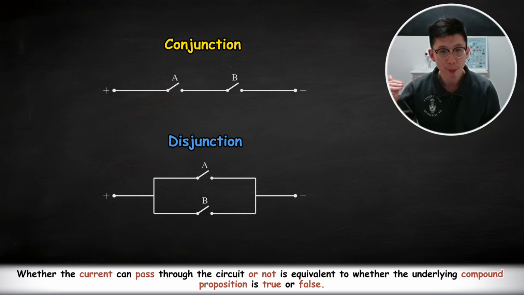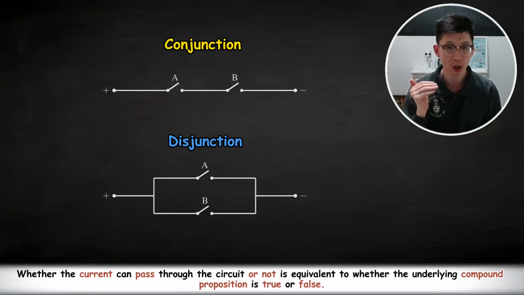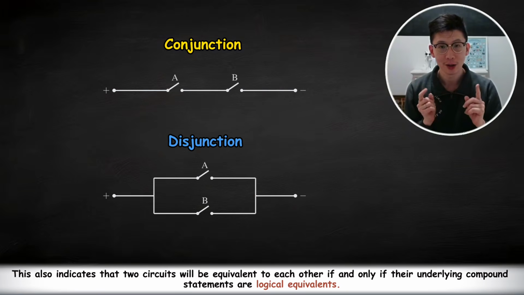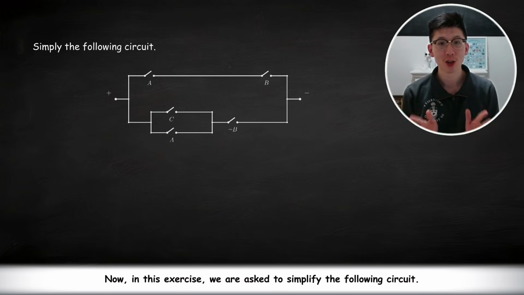Whether the current can pass through the circuit or not is equivalent to whether the underlying compound proposition is true or false. This also indicates that two circuits will be equivalent to each other if and only if their underlying compound statements are logical equivalents. Now in this exercise, we are asked to simplify the following circuit.